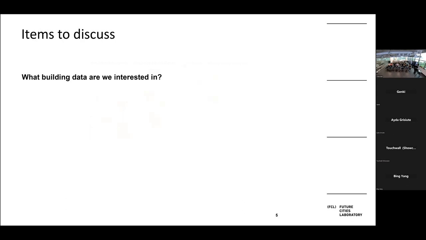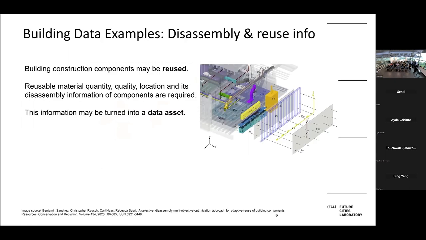The next question would be, what building data are we interested in? There are a couple, and we give four examples here. The first one can be the disassembly and reuse information of the building. On the right-hand side, you can see various building components, and some of them can be pillars and other useful information that can be reused at the time of construction of the building.